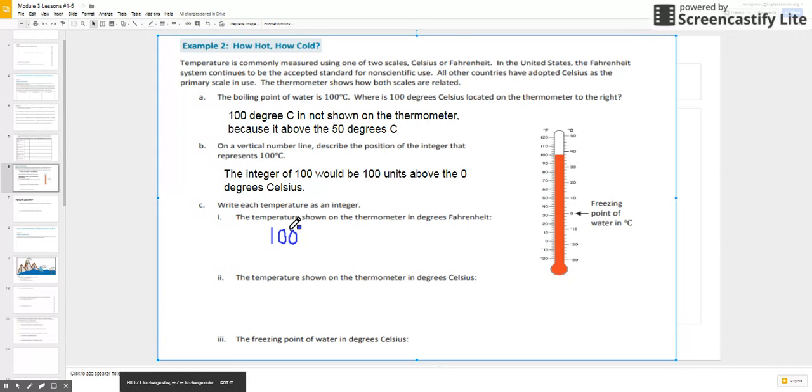That is the integer. Let's mark that with the blue so we see where it's going. Let's take out another color for the next one. So that's it. That's all they're asking us to do.